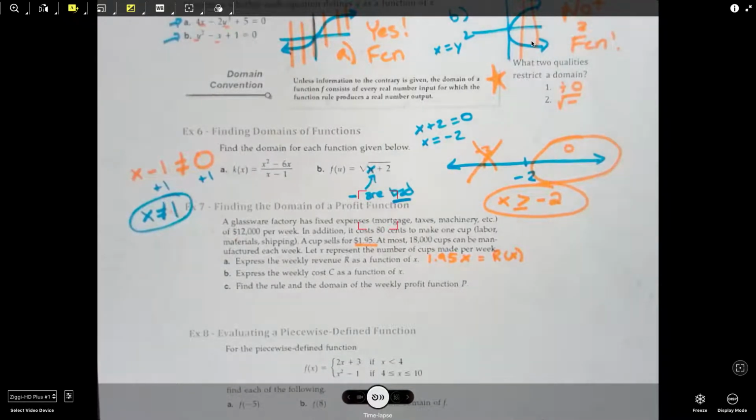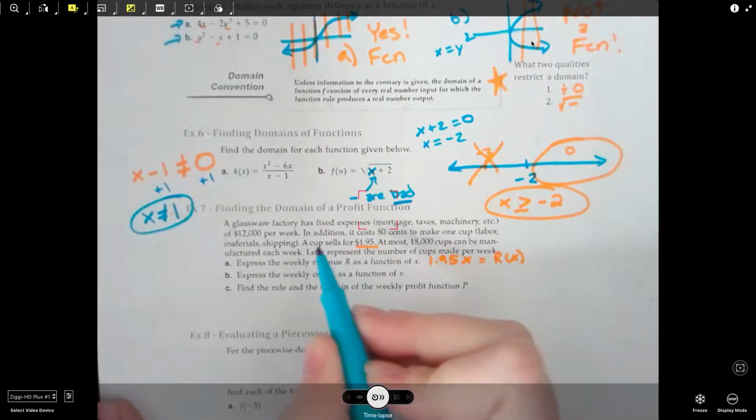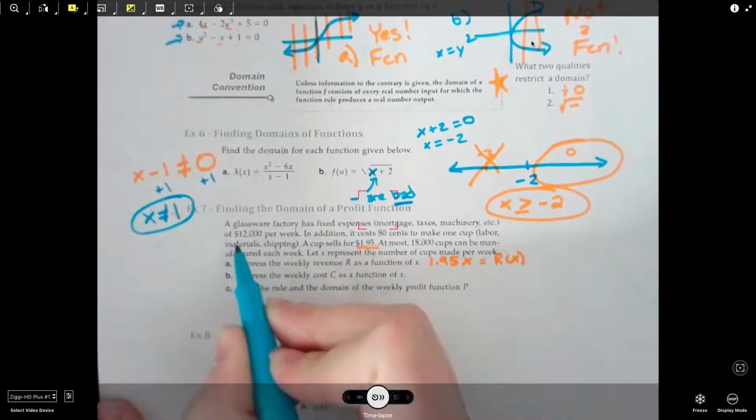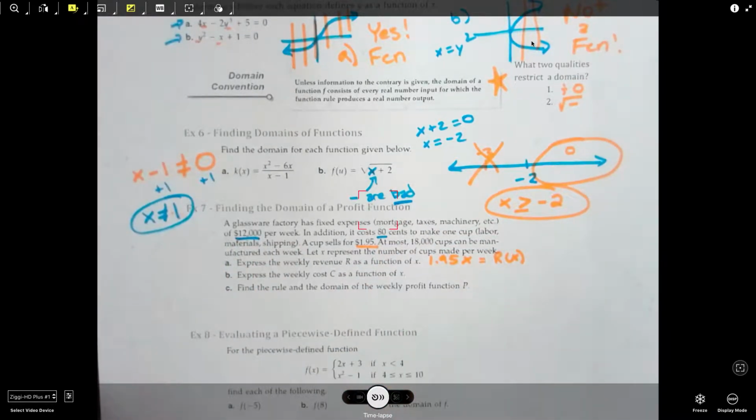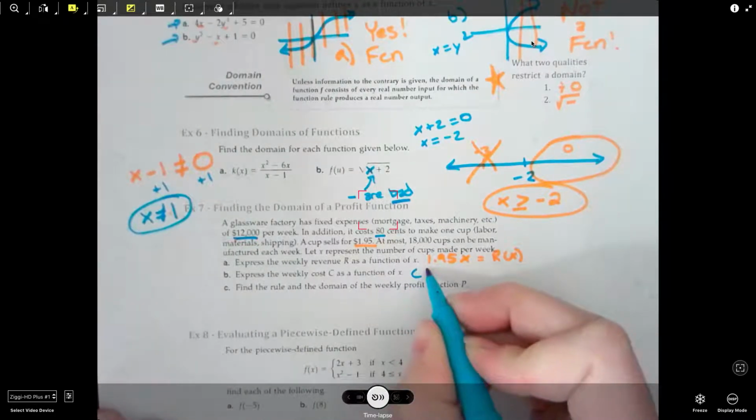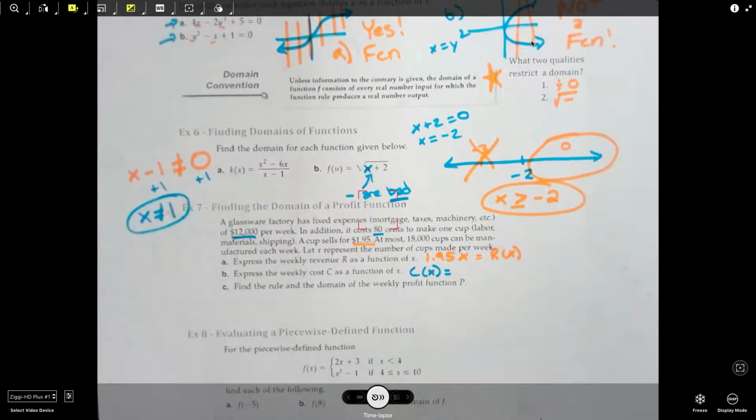Okay. The next one, where they want to know my costs. So what are things that are costing me money? The labor, blah, blah, blah, $12,000 and then 80 cents a cup, right? So things that are costing me money, so my cost in comparison to x is what?